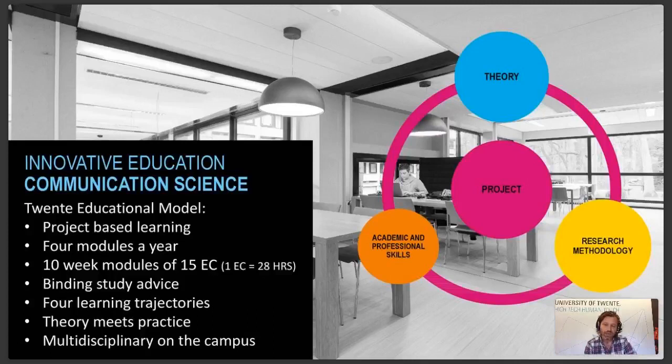That's the pink circle. That means that every module has a duration of 10 weeks. In week 1, you will get a specific assignment within the project from an organization, for example. And the idea is that in week 10, at the end of every module, you will come up with a kind of solution with your project group. And to come to that solution, you will get input from us, the teaching staff. And you will get input from theory, research methodology, and academic and professional skills. So those are the other 3 circles.